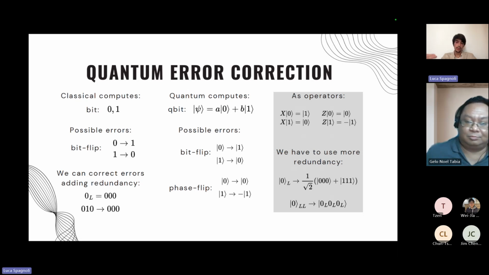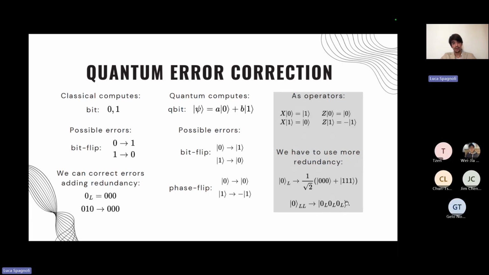What I'm doing with the Gauss law is skipping this step. I'm just defining logical qubits that correct phase flip errors. And once I have them, I don't need to do the second layer of redundancy. I don't need this second encoding, because I have the Gauss law that corrects bit flips already.